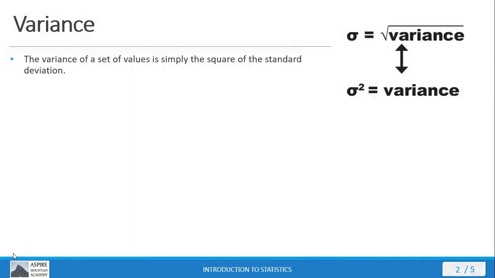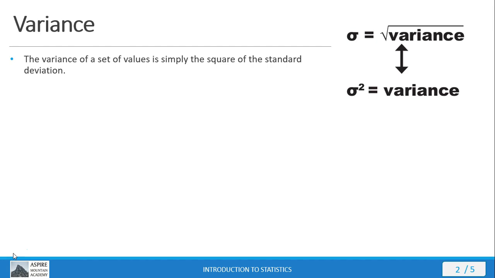We already know standard deviation. Now let's meet the cousin called variance. The variance of a data set is simply the square of the standard deviation. Now, this is a very useful relationship. If we have only one of these values, we can easily get the other.